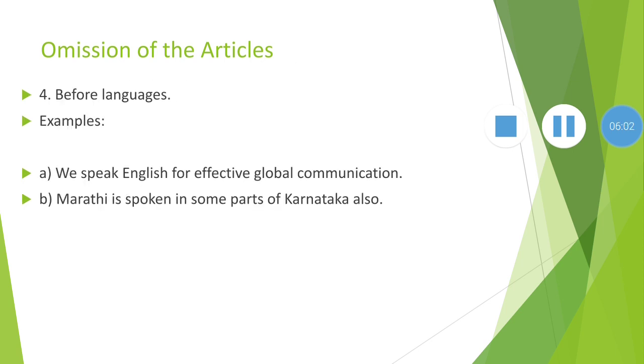Next, number 4, before the name of a language, we delete the article. For example, English, Hindi, Marathi, Tamil, Telugu, etc. We always delete the articles. We do not use any article: not the English, not an English. We only say English, Hindi, Marathi, etc. Let's see examples. We speak English for effective global communication. In this example, English, the name of a language, is used. That's why we delete the article. We do not use any article before the word English.